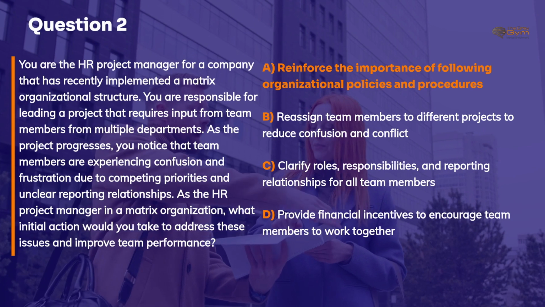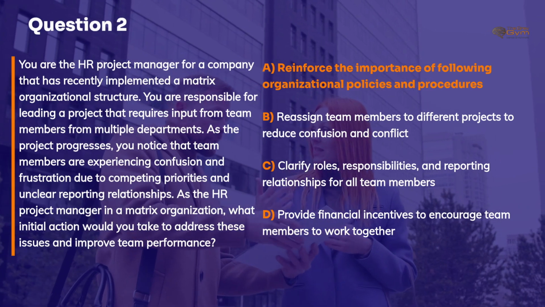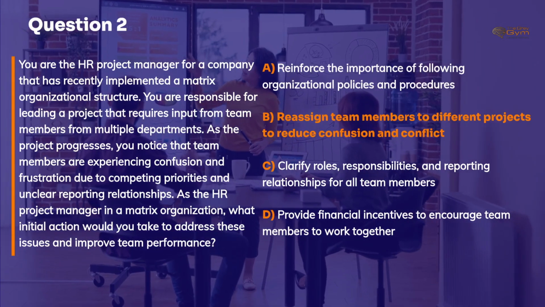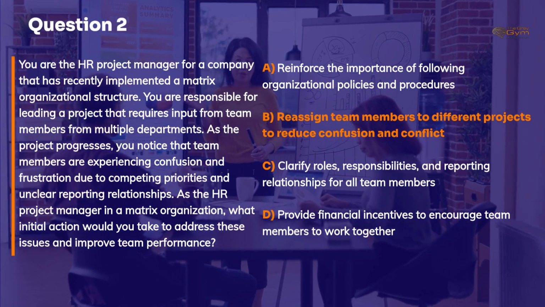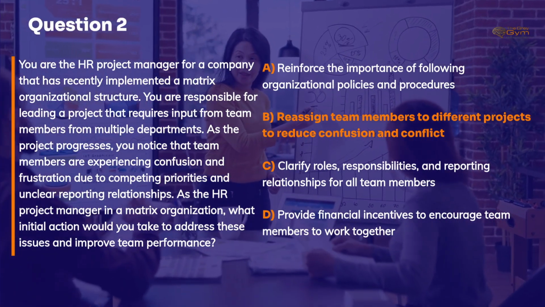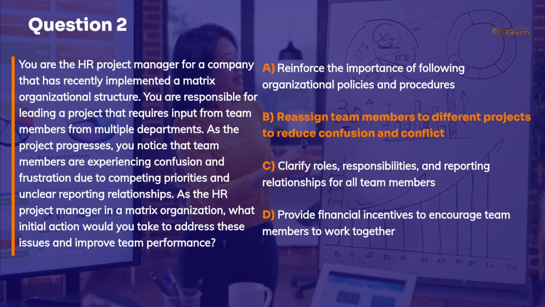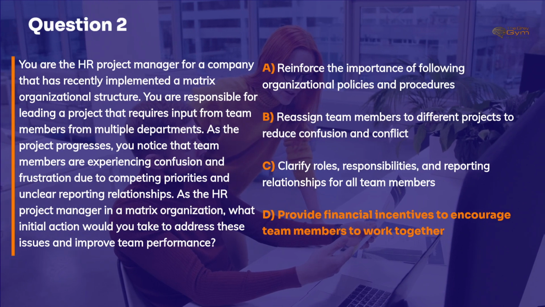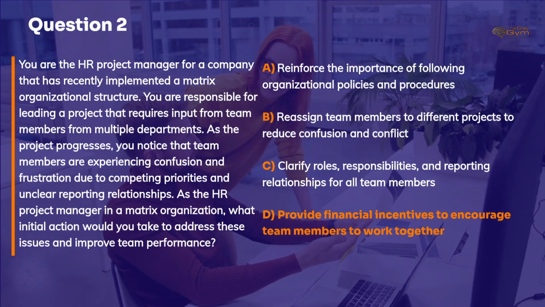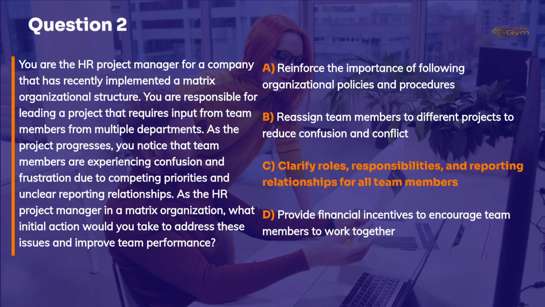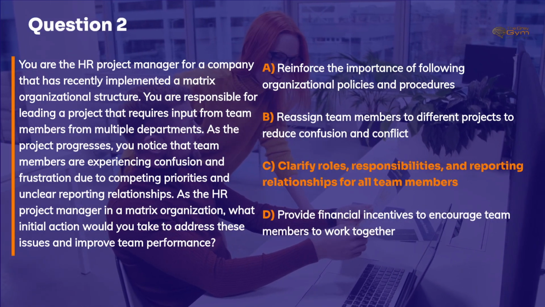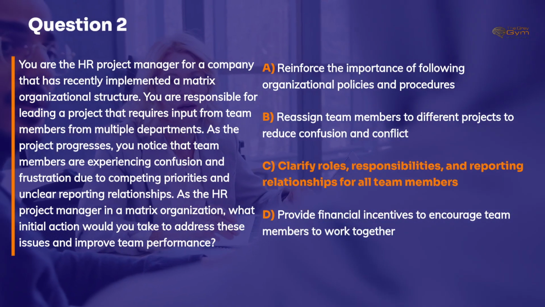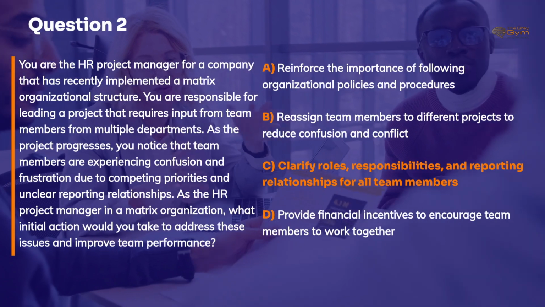Reinforcing organizational policies and procedures, A, may be important, but is not directly related to addressing the issues of confusion and frustration among team members. Reassigning team members to different projects, B, may also be an option, but may not necessarily address the underlying issues and could negatively impact project timelines and goals. Providing financial incentives, D, may be motivating, but is not a substitute for clear communication and coordination among team members. By clarifying roles, responsibilities, and reporting relationships, the project manager can help to improve team performance and ensure project success. Hence the correct answer is C.